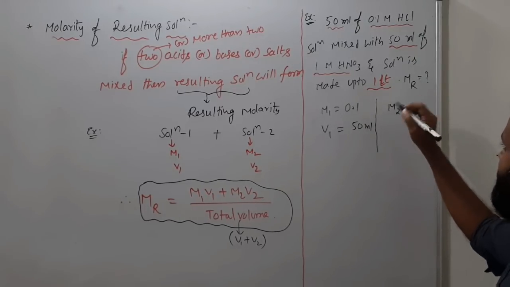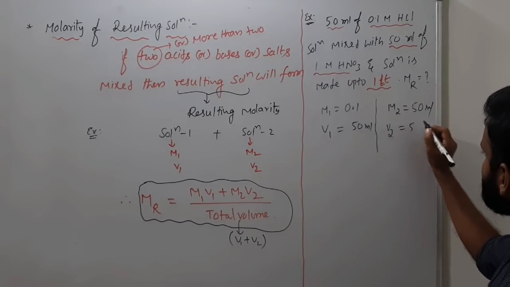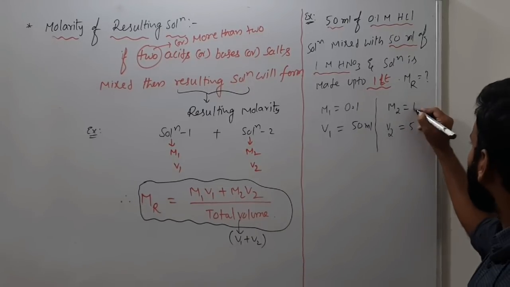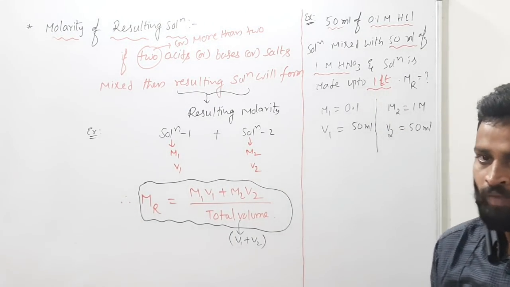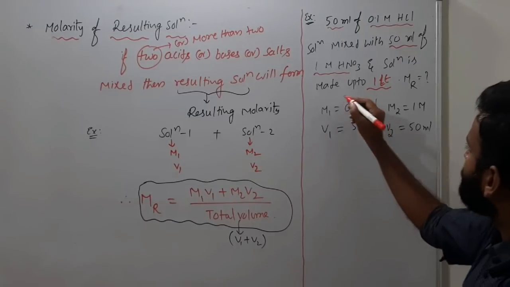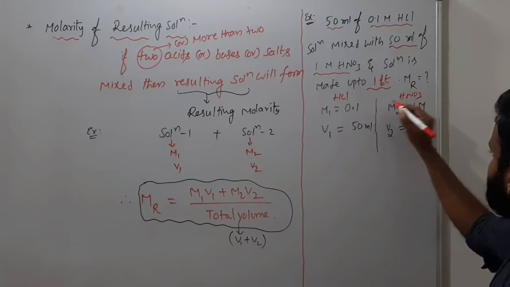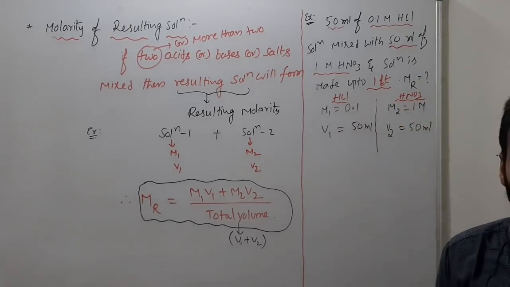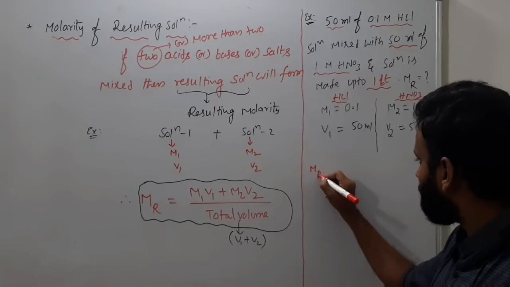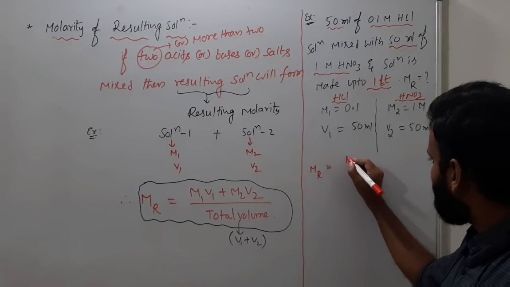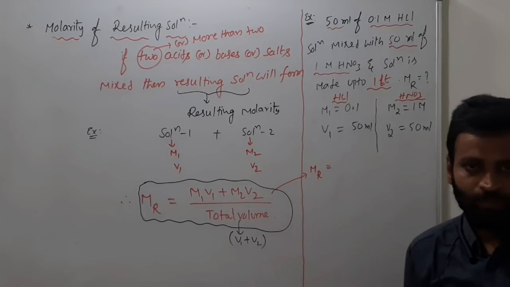What is M2? M2 is 1 M. V2 is 50 ml, correct? These two belong to HCl, and these two belong to HNO3. But both are acids only, so you can use the resulting molarity formula. What is the resulting molarity formula? Therefore, MR is equal to M1V1, and the same formula I am using here.